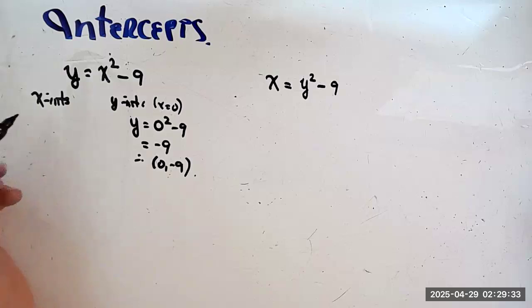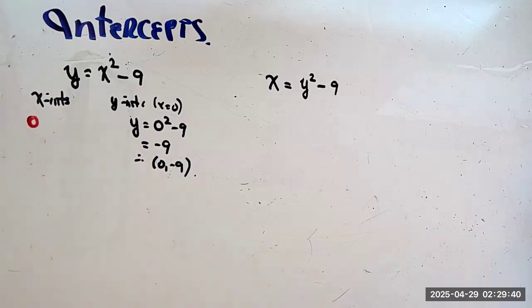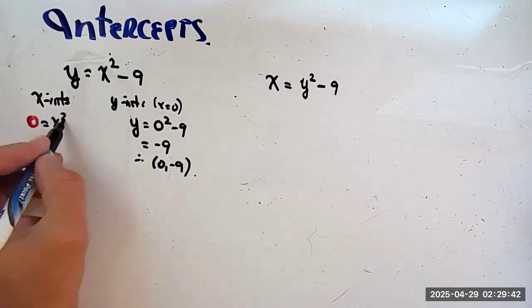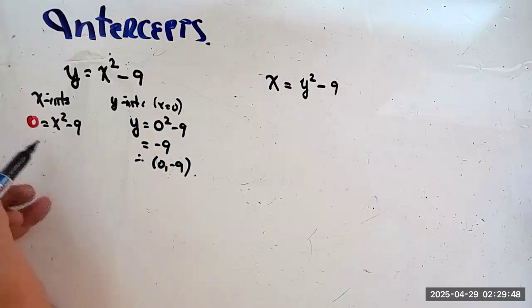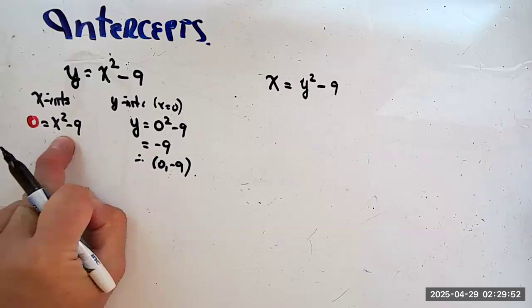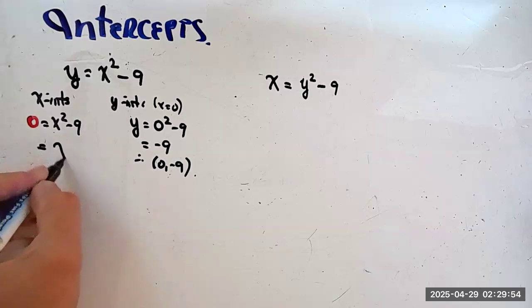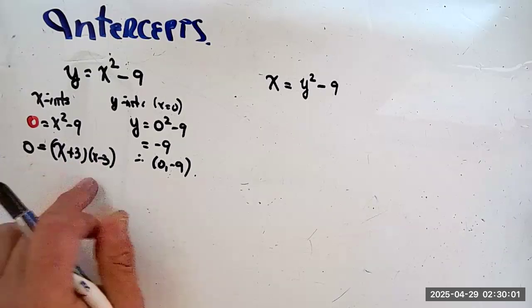Now, when y equals 0, what do we have? For the x-intercept, of course, y equals 0, we have 0 equals x squared minus 9. How do we solve this? Hopefully, we know that we could factor this one. This is a difference of squares. So we can factor this as x plus 3 times x minus 3 equals 0.